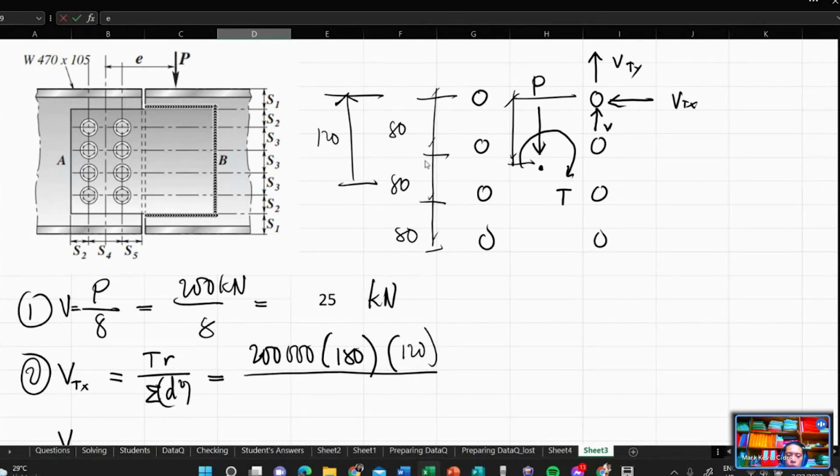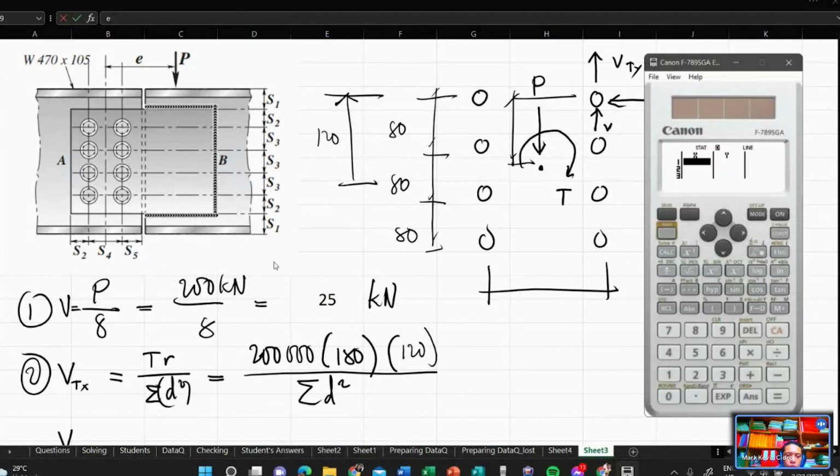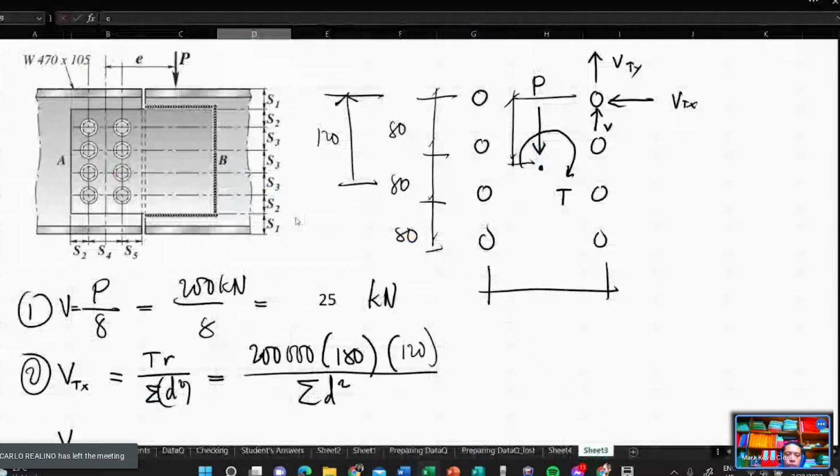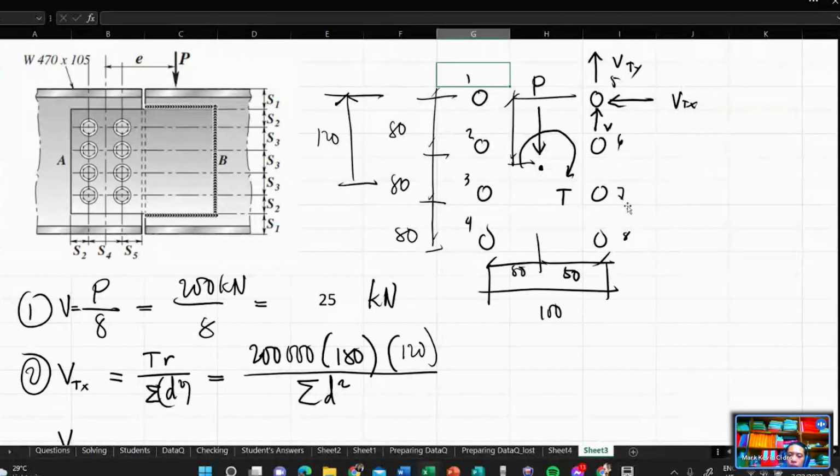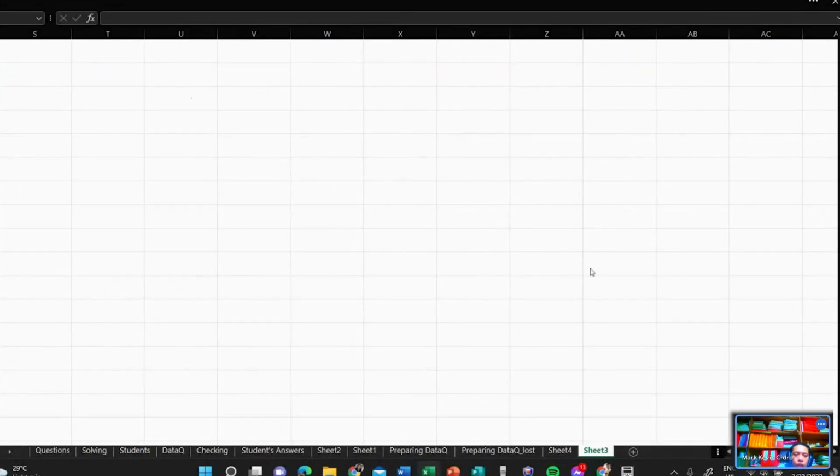Now the summation of D squared. That is S4, and the value of your S4 is 100, which means from the centroid it is 50, and on the other side this is also 50. Suppose you don't have the centroid yet, and you have your bolts.